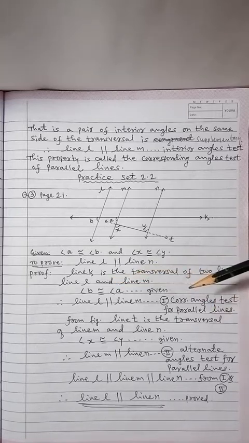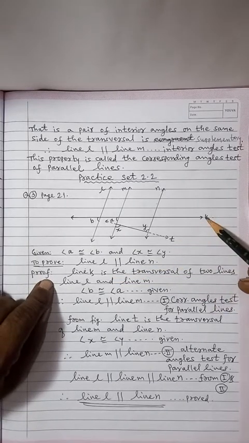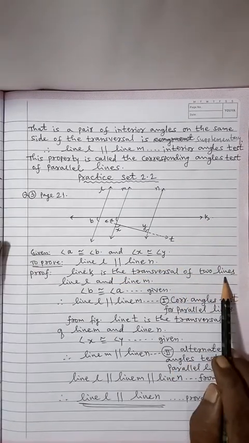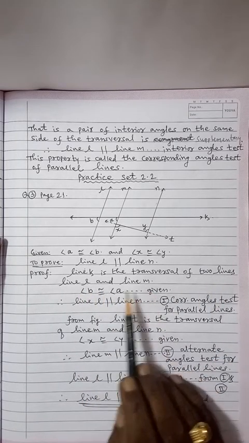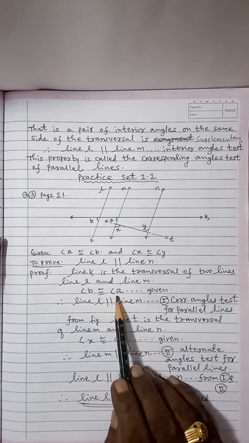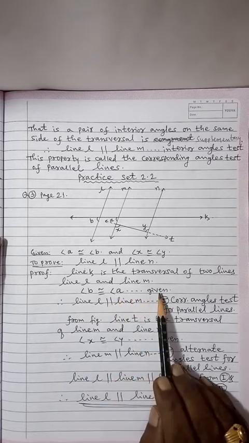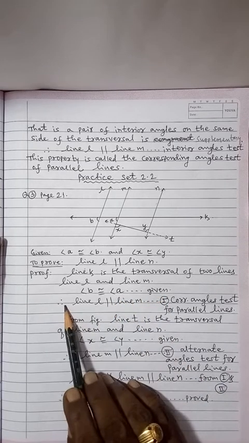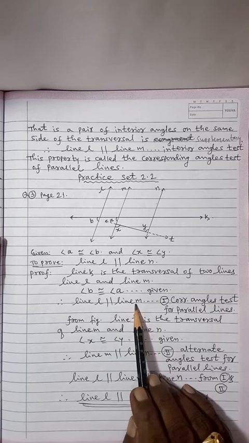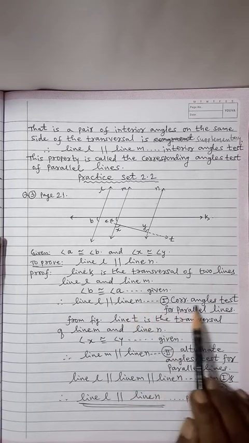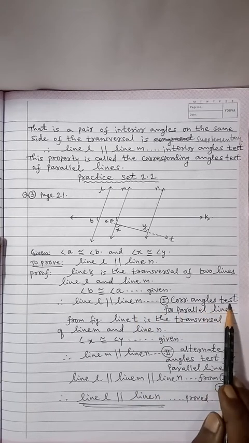Now, here it is the proof. Line K is the transversal of the two lines, line L and line M. Angle B is congruent to angle A. This is given. Therefore, line L is parallel to line M. What is the reason for this? The corresponding angles test for parallel lines.